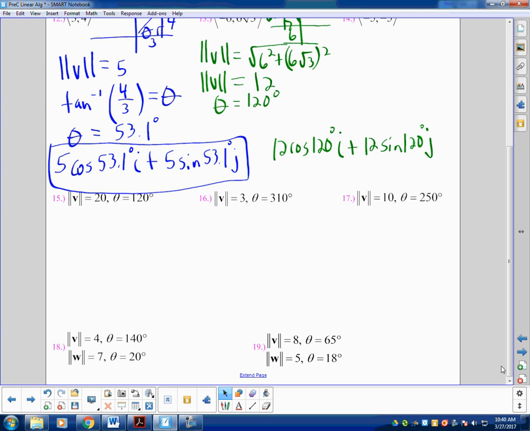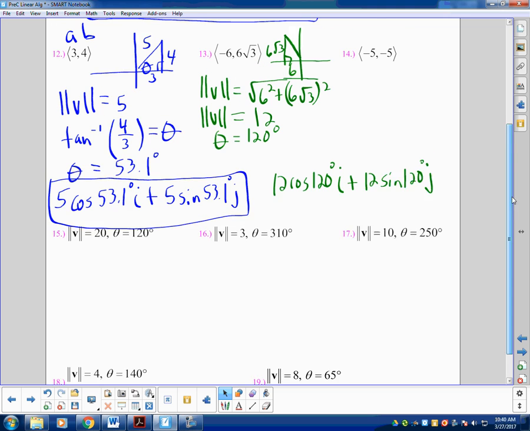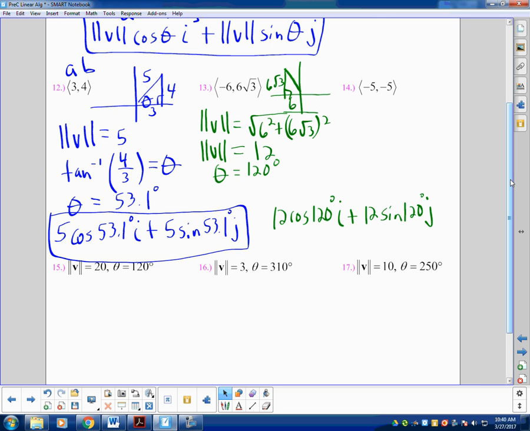So it says find the component form of the vector v whose magnitude and direction are given. So component form means changing it back to this form right here. So we went from component form to magnitude direction form. Now we're going to go from magnitude direction form back. So we're given a magnitude and a direction. We're going to plug it in. It looks like this. 20 cosine of 120 degrees I plus 20 sine of 120 degrees J.